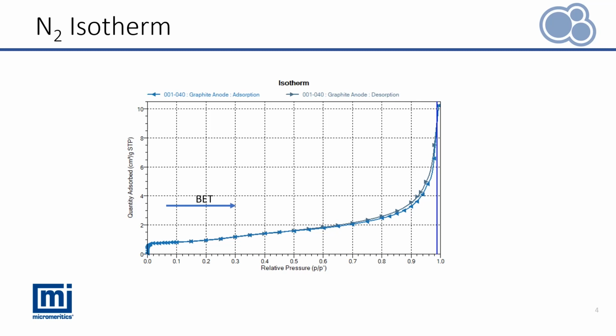Typically, from 0.05 to 0.3 relative pressure range is collected for a BET surface area, and 10 to the minus 6 to 0.6 relative pressure range for DFT surface energy. And finally, the full adsorption-desorption isotherm is measured for porosity information. In this webinar, we'll focus on the BET and DFT surface energy methods.